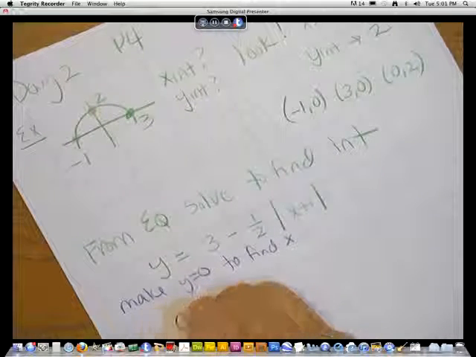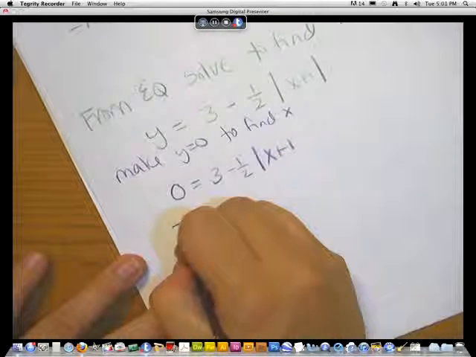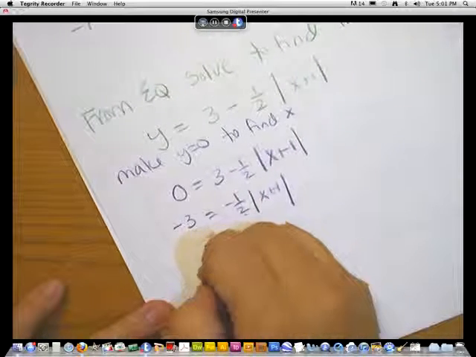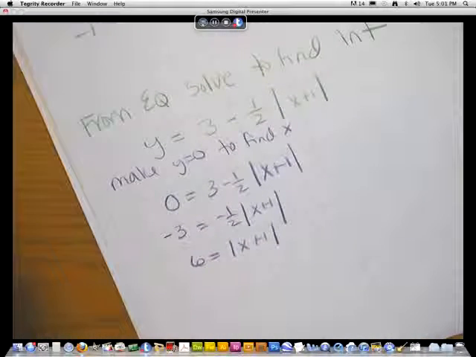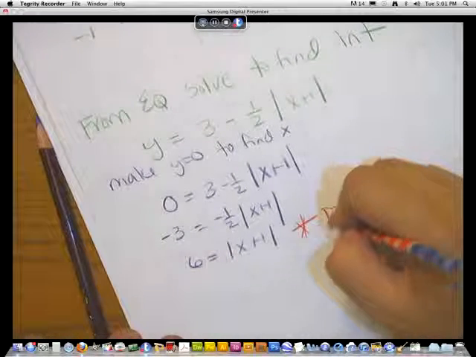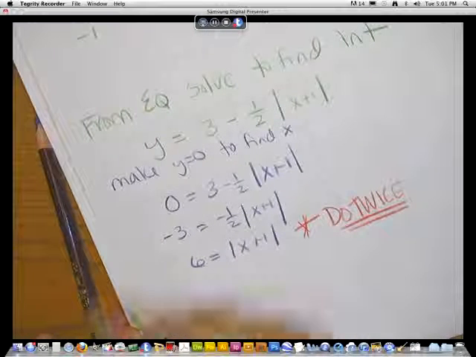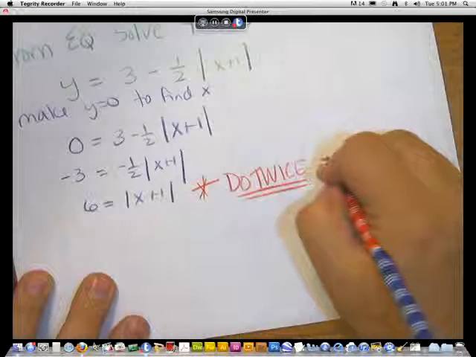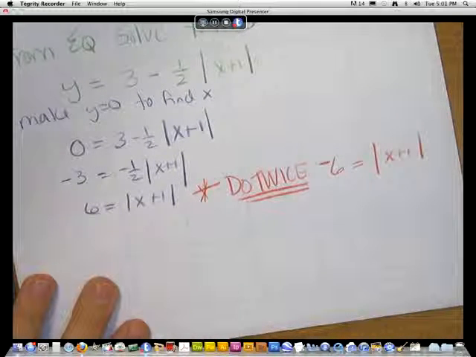So when I do that, I get 0 is 3 minus 1/2 absolute value of x plus 1. I get -3 is -1/2 absolute value of x plus 1. I get 6 is the absolute value of x plus 1. This is where your little bells and whistles go off. When it comes to absolute values, you always do them twice. You're doing it once as is, and then once where you are changing the signs of everything outside of the absolute value. So the 6 becomes a -6.